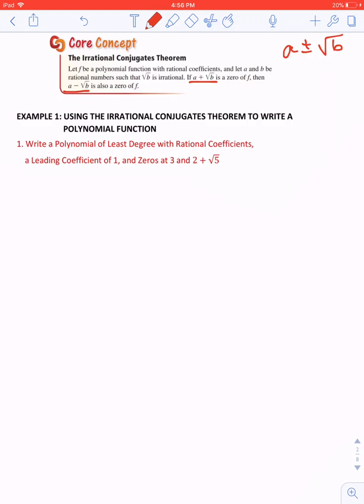So if you're asked to write a polynomial of least degree with rational coefficients, a leading coefficient of 1 and zeros at 3 and 2 plus root 5. Right, so leading coefficient of 1, zeros at 3 and 2 plus root 5.